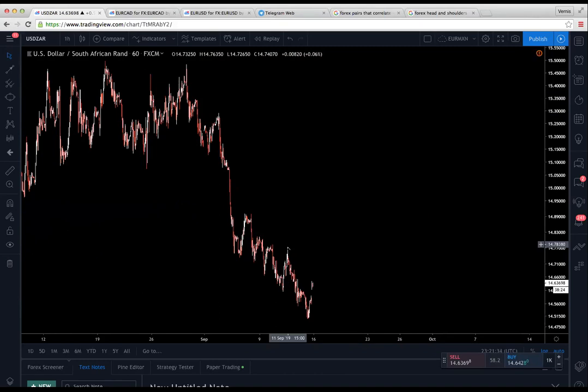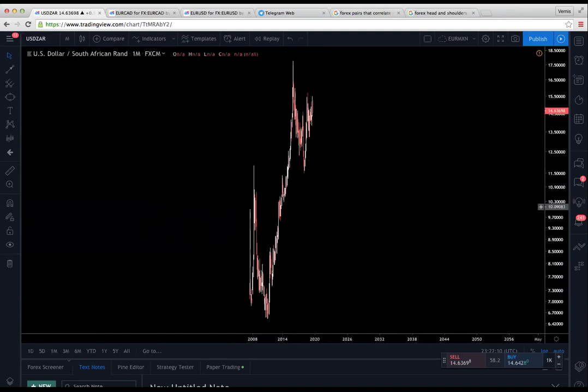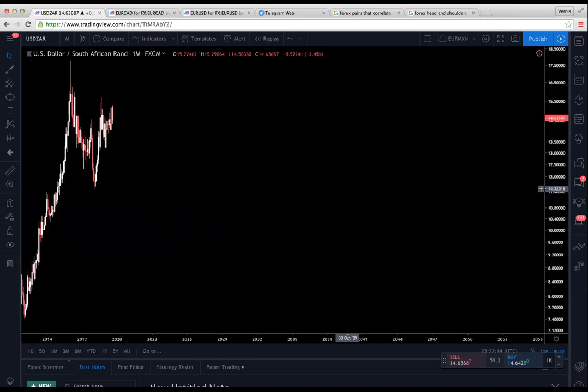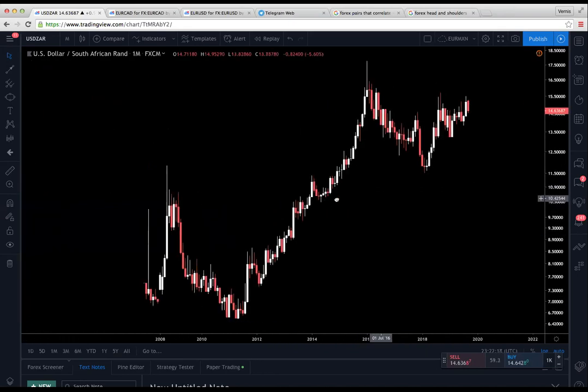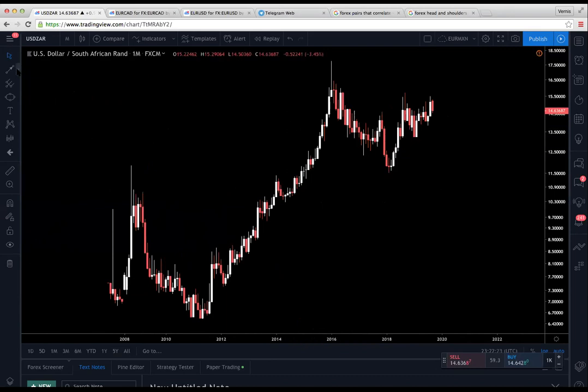Oh, wow. Oops. Bear with me. Bear with me. All right, USD ZAR. Major levels of resistance according to the monthly. That's cool right there. Right there.